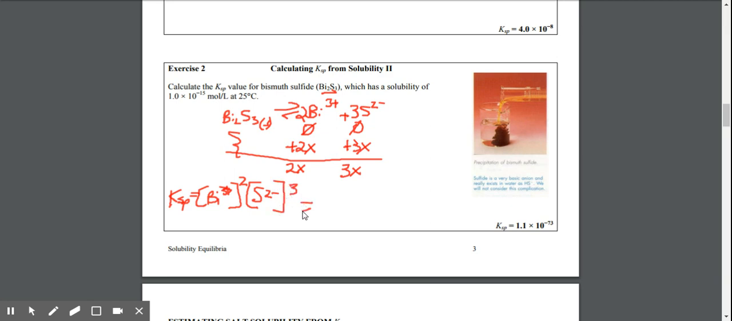So now, we figure out if we have some information to help us solve for x. So it tells me solubility, remember that's x, is 1 times 10 to the negative 15th. So what I'm going to do here is say 3 times that value is equal to 3 times 10 to the negative 15th.